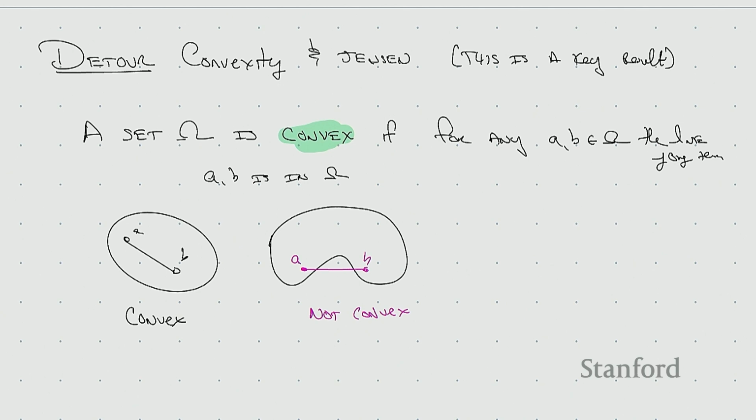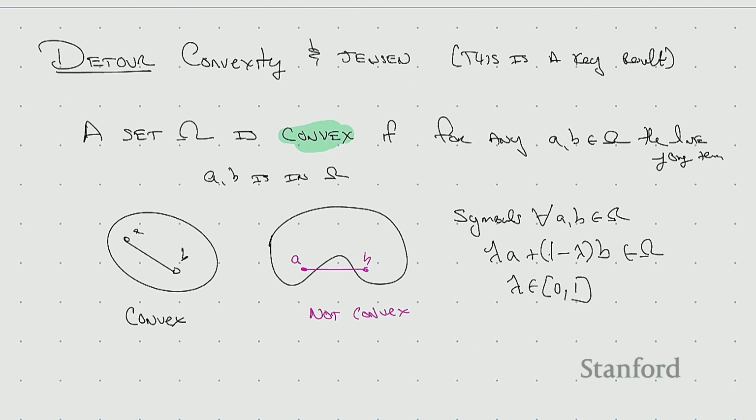So what does this mean in symbols? In symbols, we have to check for all A, B in omega, which is our set omega, lambda A plus 1 minus lambda B, that's the line between them, is an element of omega. And lambda here is an element of [0, 1]. That's all this picture is saying. This picture and this math are the same.